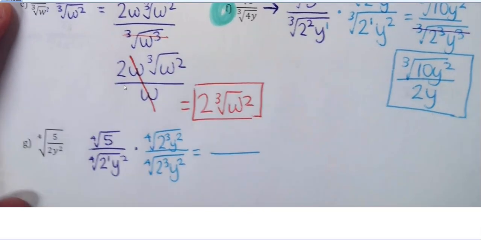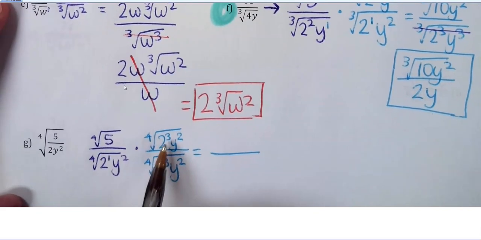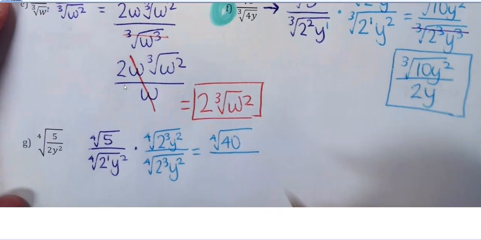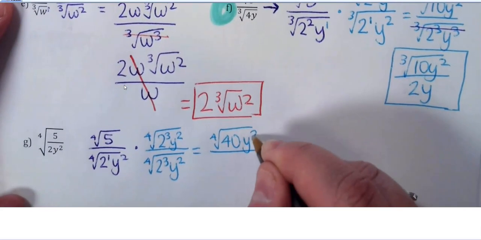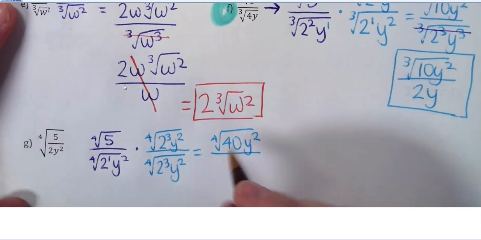2 to the third power is going to give you 8. So what I'm going to get on the top, 5 times 2 to the third, or 5 times 8, is going to be the 4th root of 40. And then there's the y squared. Neither of those break down under a 4th root. 40 is not divisible by any perfect fourth, so just leave it alone.